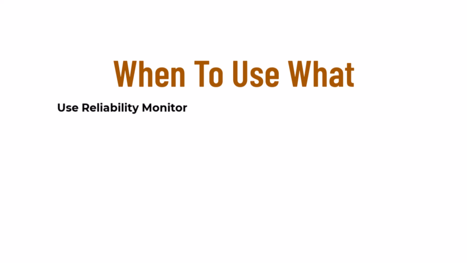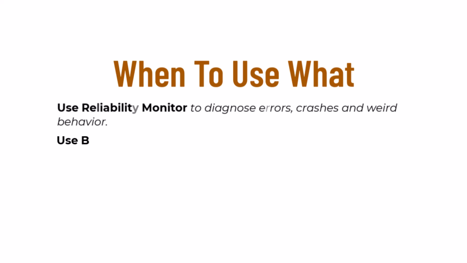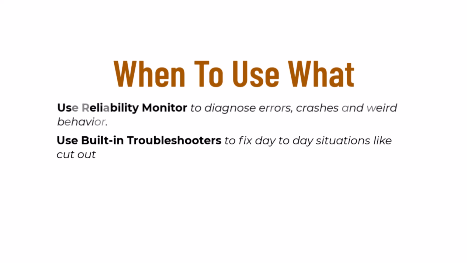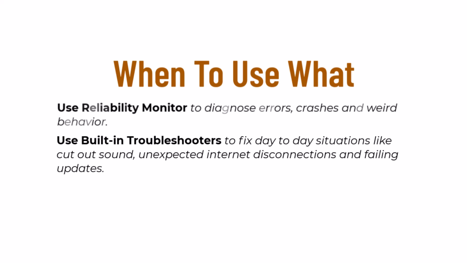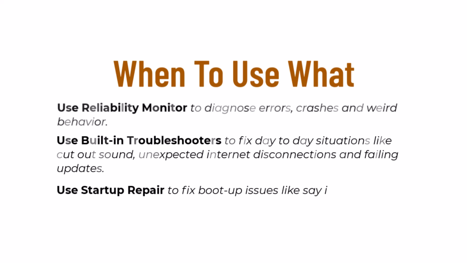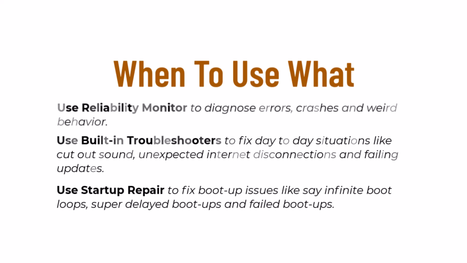First, use reliability monitor to diagnose crashes, errors, or weird behavior. Then use troubleshooters to auto fix daily annoyances. Say sound has been cutting out randomly, internet is acting out, updates failing to complete. Then you want to use startup repair when your PC refuses to boot or gets stuck in a boot loop.